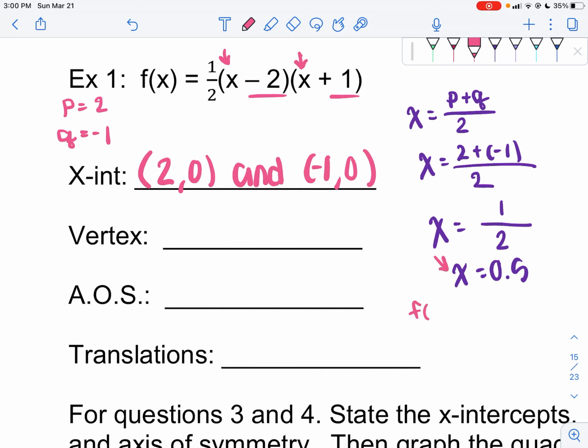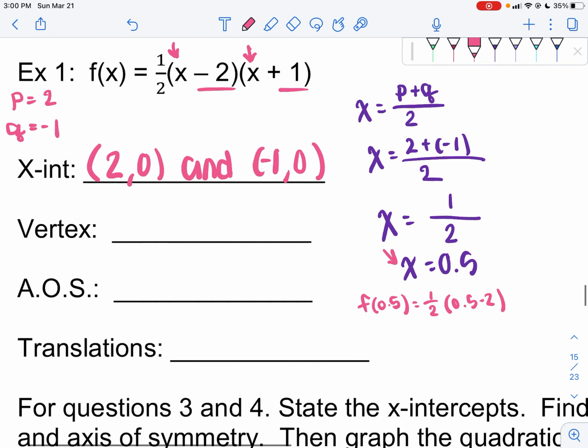Okay, to find the y value, everywhere we see an x, we are going to plug in x equals 0.5. So f of 0.5 equals 1/2 times 0.5 minus 2 times 0.5 plus 1. So remember, order of operations, we start with inside our parentheses. So we would have negative 1.5 in the first set and positive 1.5 in the second.